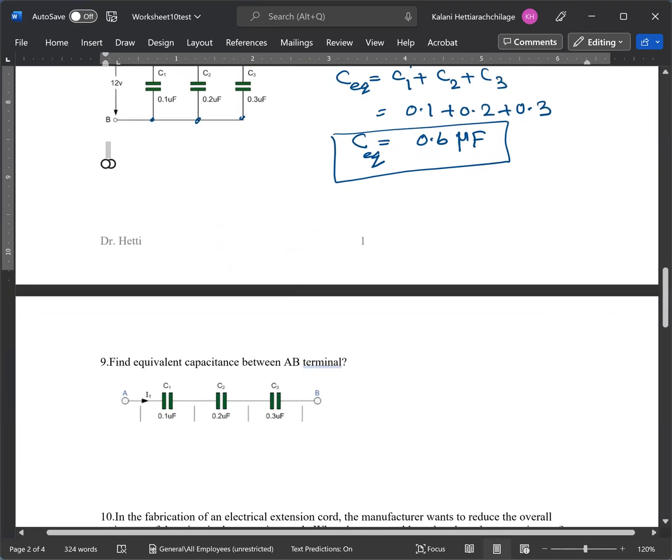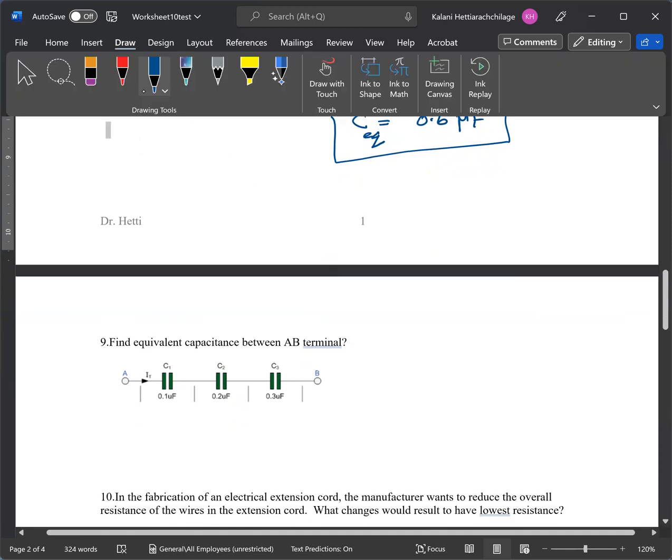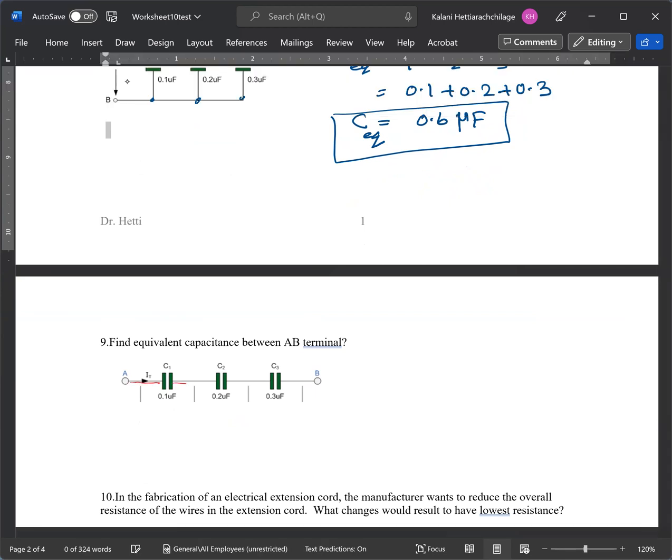Okay, now let's move into number 9. As I mentioned, number 9, they are series. So series means you see that the ending of one capacitor is connecting to the next capacitor, the ending of that connecting to the next, and keep going, right? That is called the series connection. So when you have series connection, you have to use the formulas for capacitors in series, right? So you have formulas given for those.